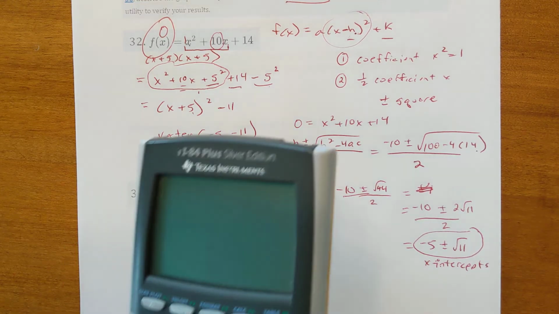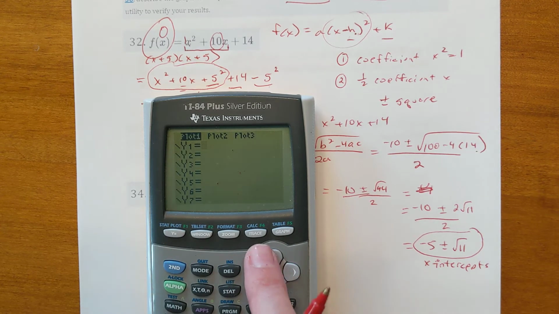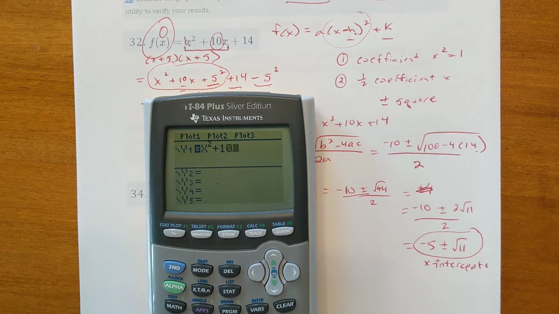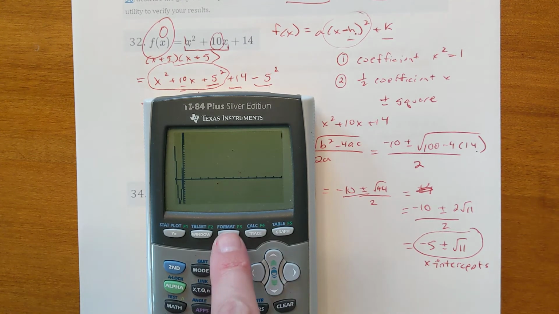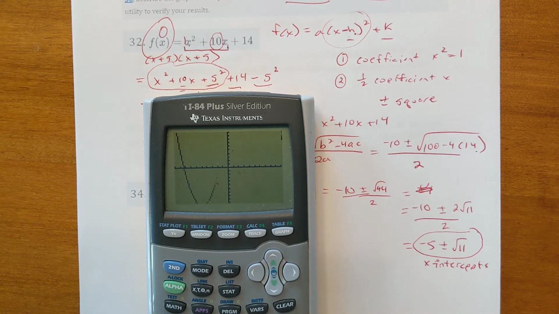All right, so again, turn the calculator on, go to y equals. I got plot on that. I want to unhighlight that. All right, so x squared plus 10x plus 14, graph. Oh, I knew it'd probably be a mess. All right, so I got to go to zoom. I got to go down to standard. Now my screen looks pretty.